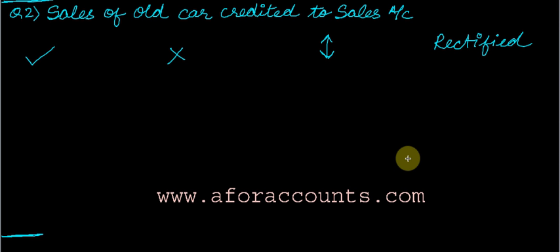Now my second question on rectification of entry. Sales of old car credited to sales account. And you can see that I have to plot the right entry, then what the wrong entry was, then the reverse of the wrong entry, and then the rectified entry.